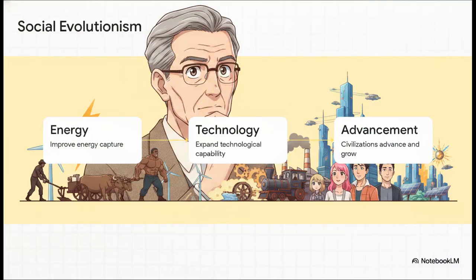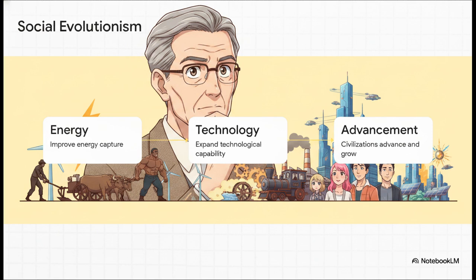The theories we just discussed are fantastic for looking at single nations or institutions. But what happens when we zoom way out to the level of the entire globe, or even look at humanity's relationship with the planet itself? First up, we have Herbert Lenski's theory of social evolutionism. When Lenski looks at the grand sweep of human history, he suggests that civilizations advance fundamentally through improvements in two key things: energy capture and technological capability.